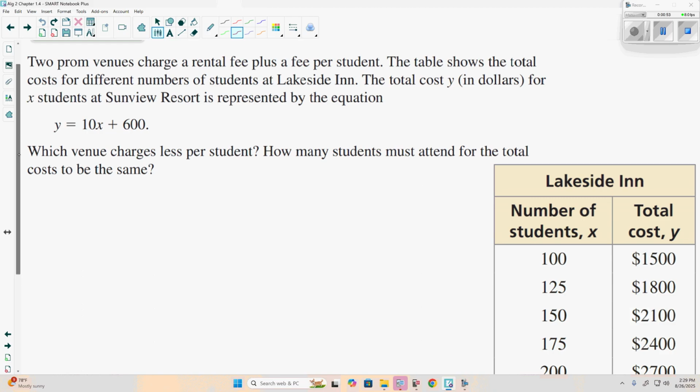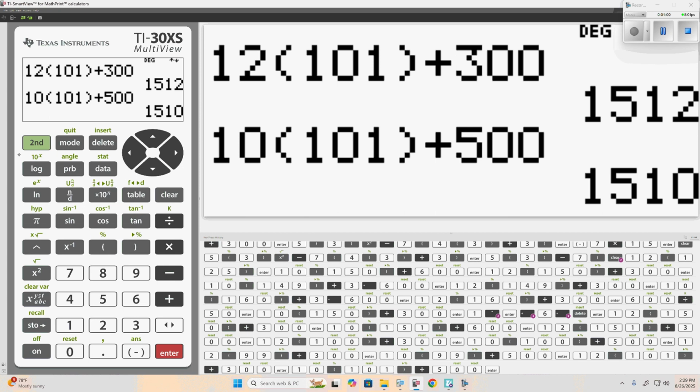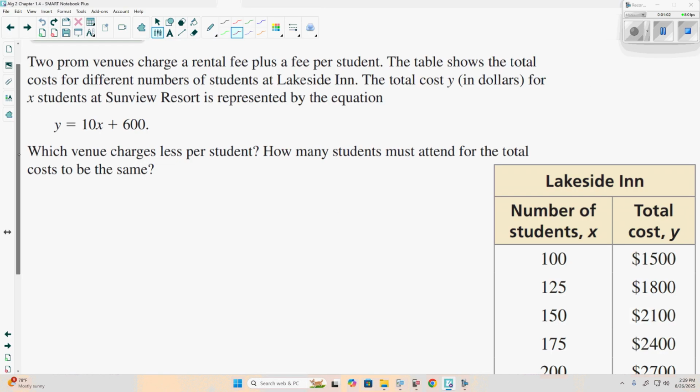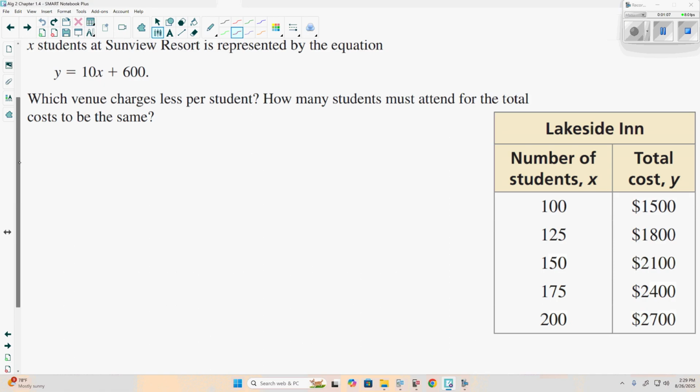Which venue charges less per student, and how many students must attend for the total cost to be the same? So here, the first thing we need is actually to get the slope for Lakeside Inn, so we know the cost per student. And then we need to get the equation to help us find out when the total costs are going to be the same. Slope: Y2 minus Y1 over X2 minus X1.